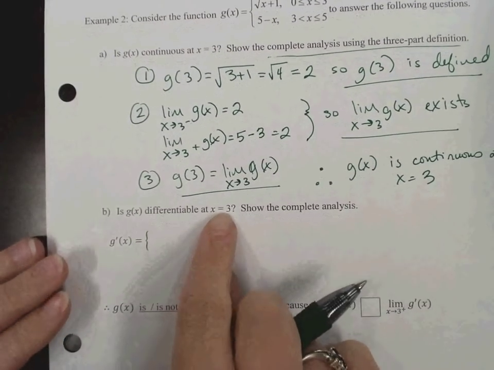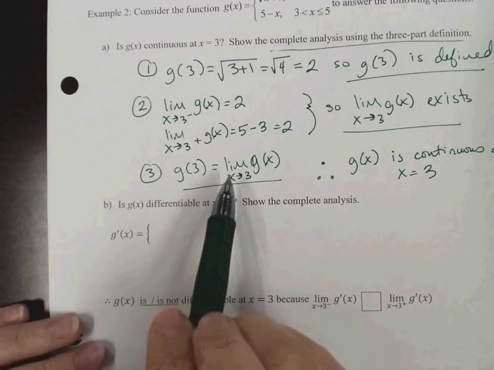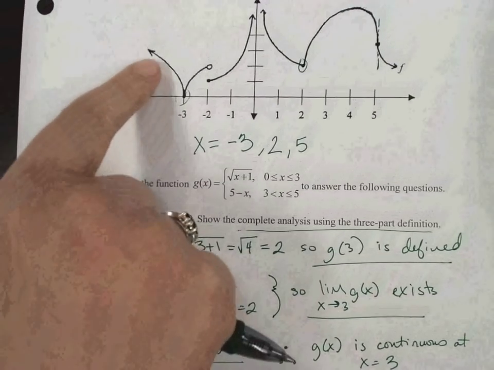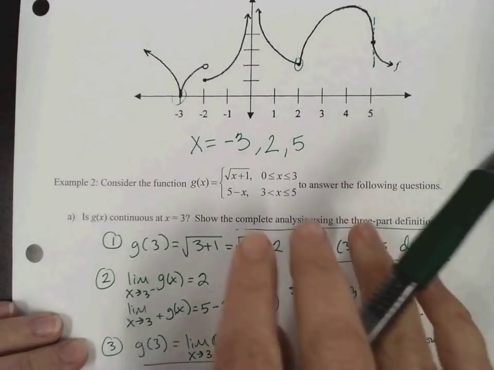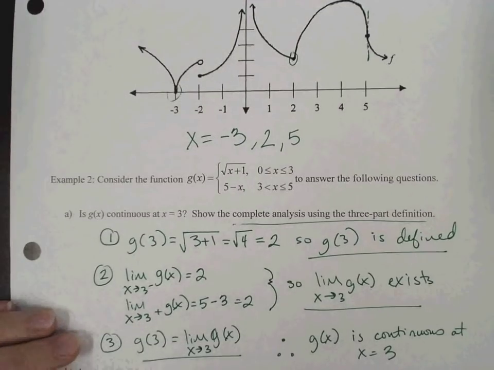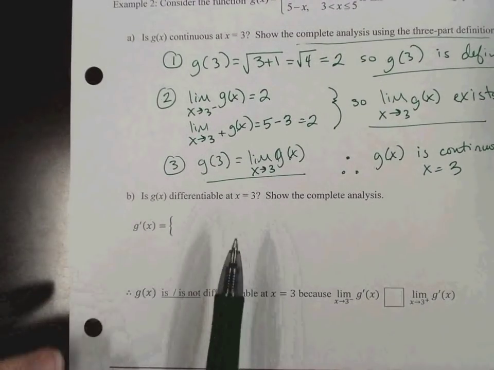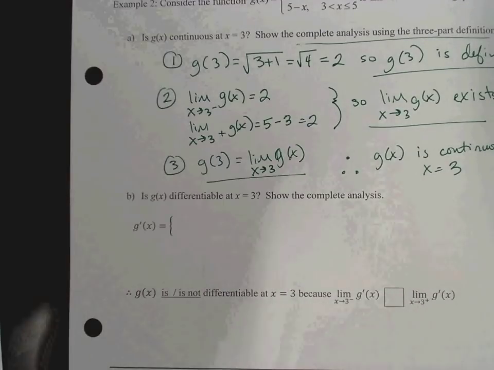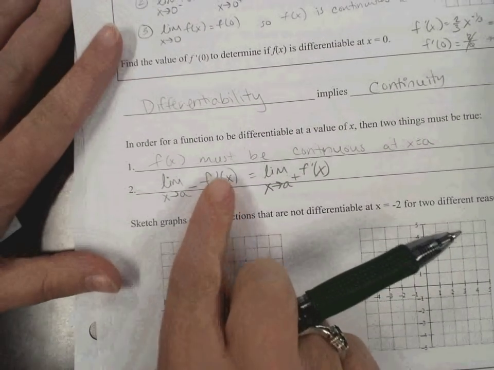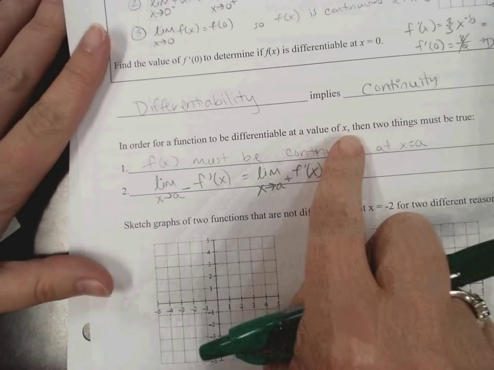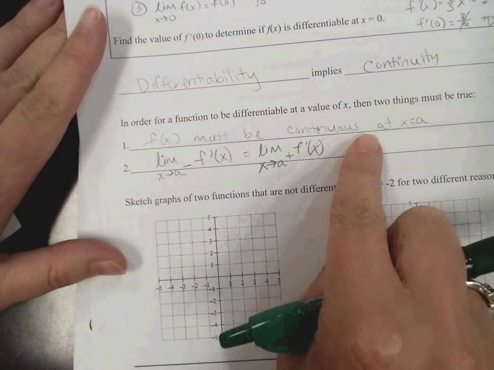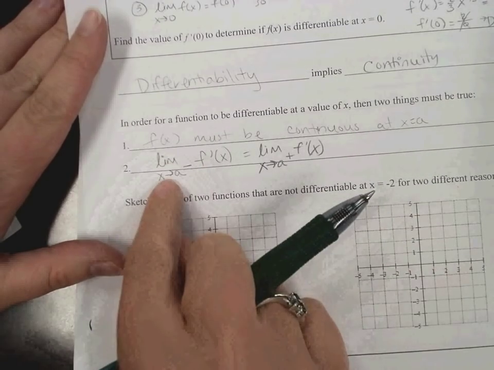Okay, is the function g of x differentiable at x is equal to 3? Just because something is continuous, it does not mean it's differentiable, right? Because in this example, we picked 3 places on the graph where the function was continuous, but not differentiable. So what we're going to do here is look at that rule. In order for a function to be differentiable at a value of x, the function has to be continuous, and we just showed that.